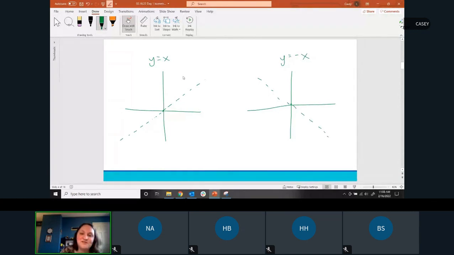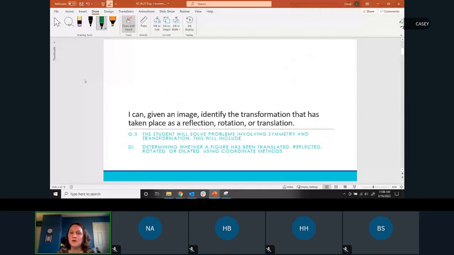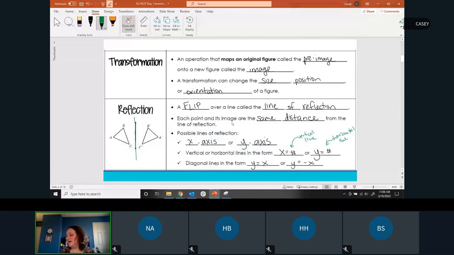The good news is you always have a graphing calculator available to you. So if you don't remember what y equals x looks like, just graph it on your graphing calculator, and that's okay. So we're going to talk about reflections.